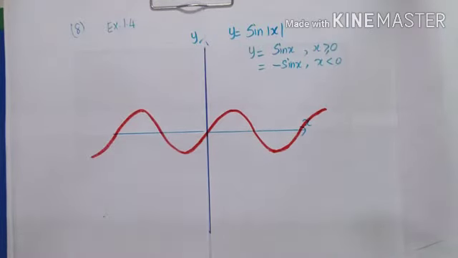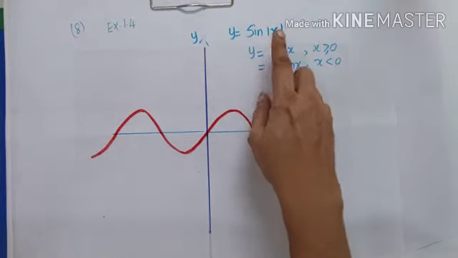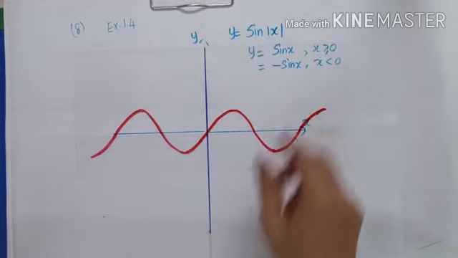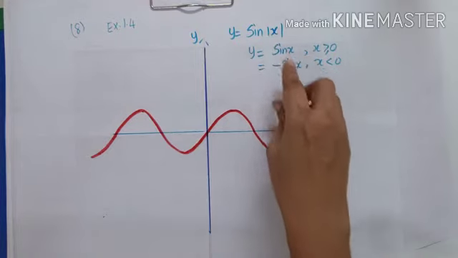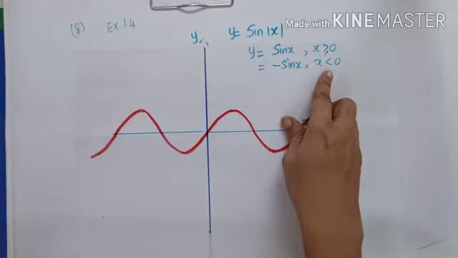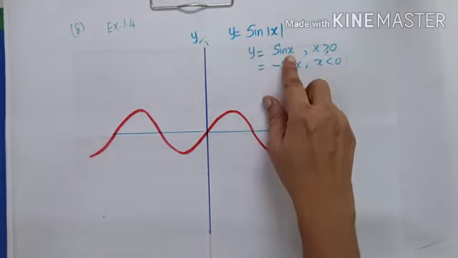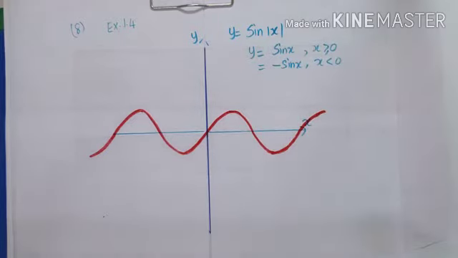Question number 8. Draw y is equal to sine mod x. Now what is meant by mod x? It is x when x is greater than or equal to 0, or change the symbol. Minus x will come when x is less than 0. So mod x tells me keep x when it is positive, change the symbol when it is negative.